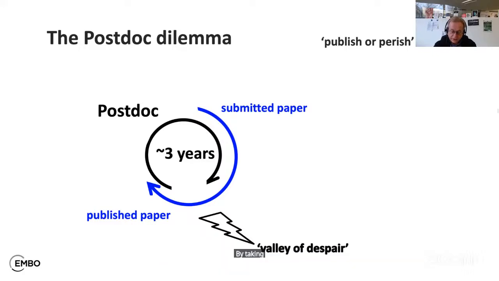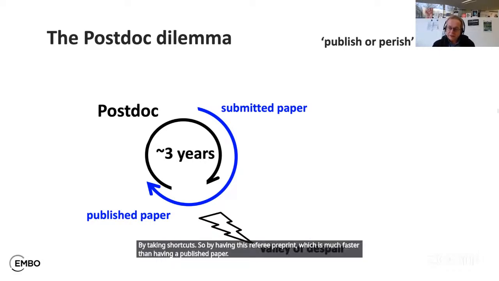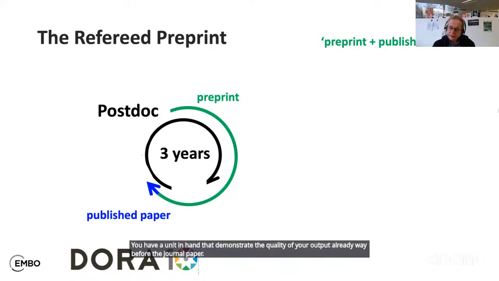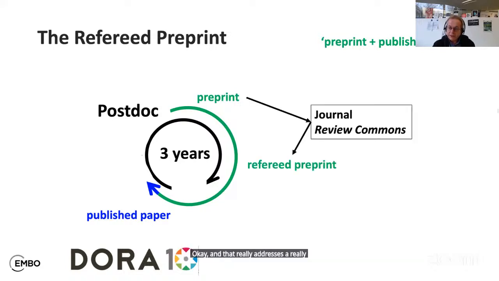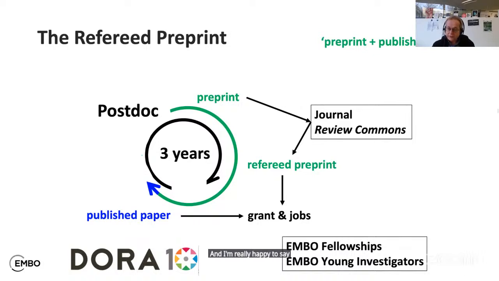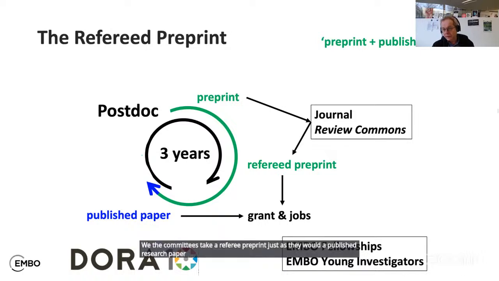So by having this refereed preprint, which is much faster than having a published paper, you have a unit in hand that demonstrates the quality of your output already way before the journal paper. Okay, and that really addresses a fundamental issue, as long as research assessment takes this seriously. And I'm really happy to say that at EMBO, for the EMBO Fellowships, which is postdoctoral support, or EMBO Young Investigators, which is PI support, the committees take a refereed preprint just as they would a published research paper in their research assessment.